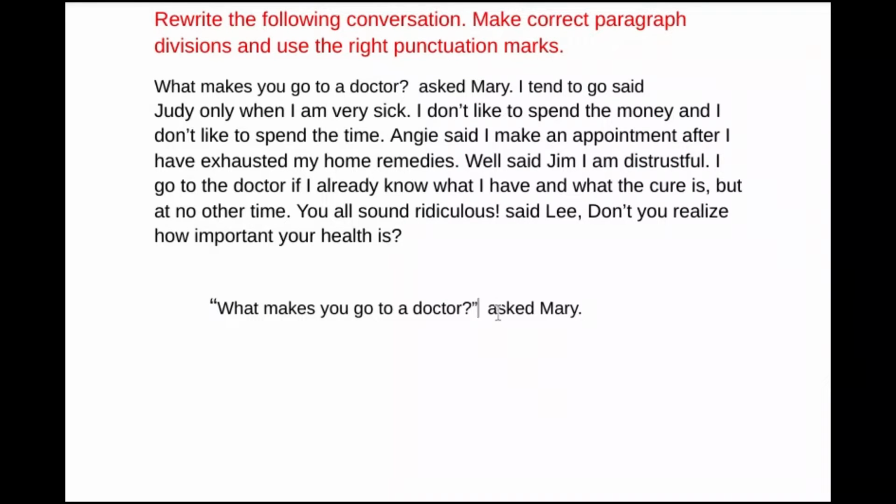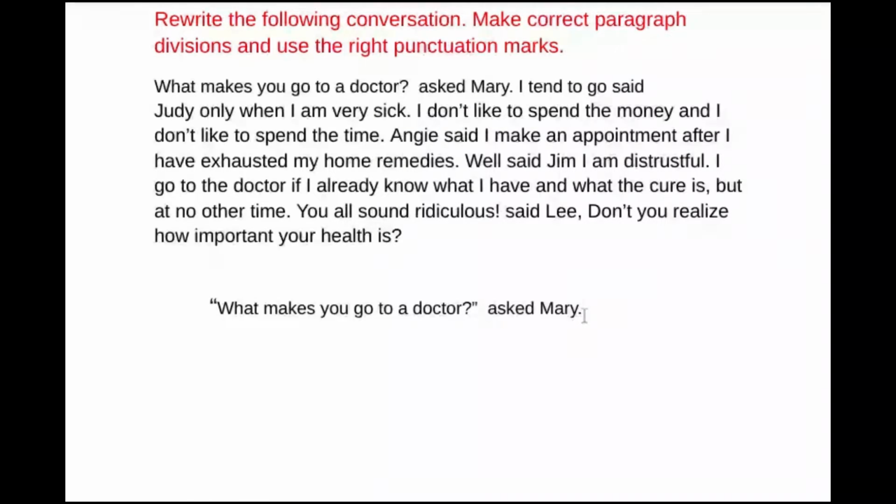We need to have a small a for asked Mary, never a capital A here, because the sentence has not ended. What makes you go to a doctor? Asked Mary. Now the sentence has ended. We have our full stop. There is another speaker. I tend to go, said Judy. So it's no longer Mary speaking. I tend to go, said Judy, only when I am very sick. And she continues, I don't like to spend the money and I don't like to spend the time. So we realize that this second statement comes from another speaker who is Judy.